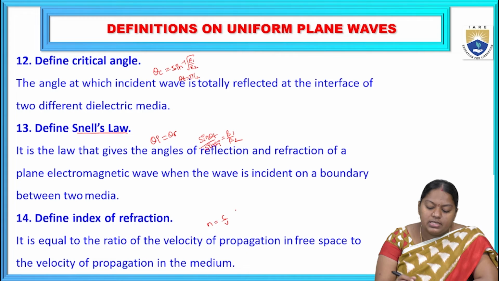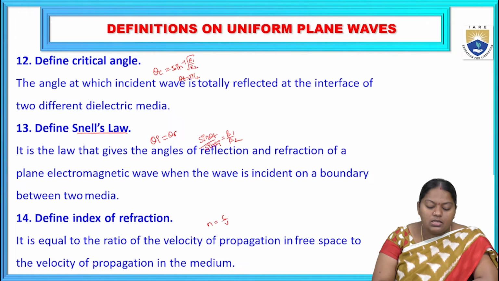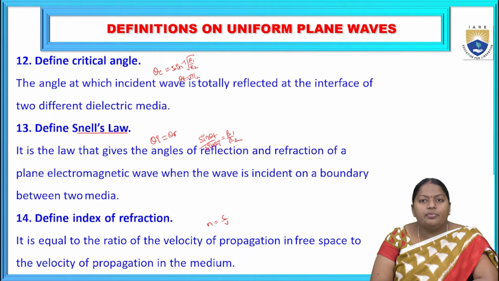So velocity of light in the free space medium is given by c, and the velocity of propagation in the medium is given by v, and the index of refraction n can be represented as the ratio of velocity of propagation in the free space to the velocity of the wave propagation in the particular medium. Right? So in this we have learned the critical angle, Snell's law, and index of refraction.